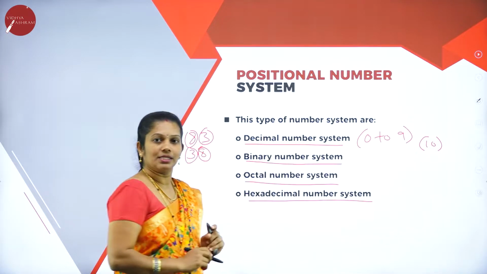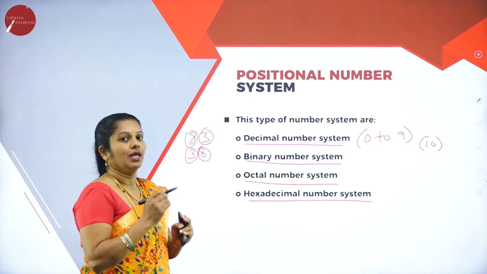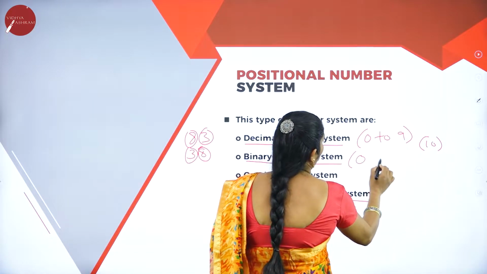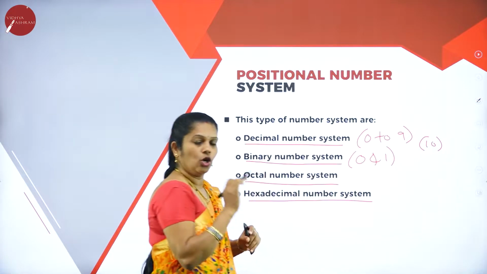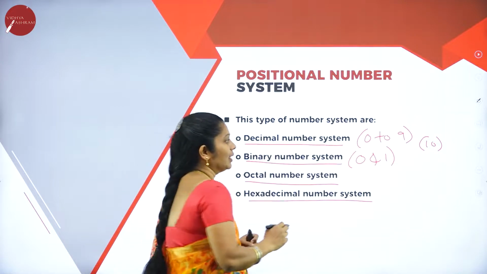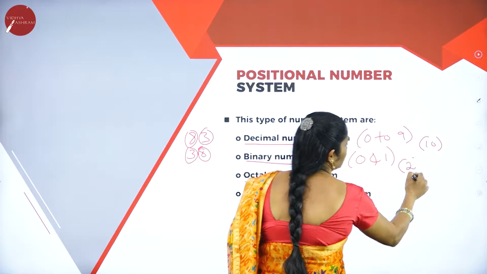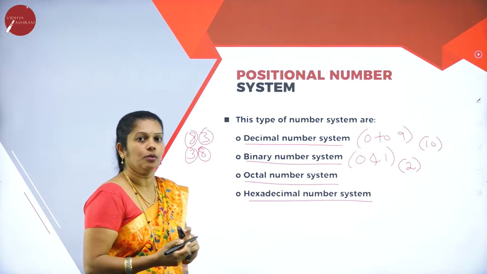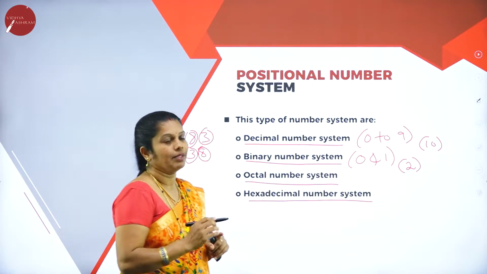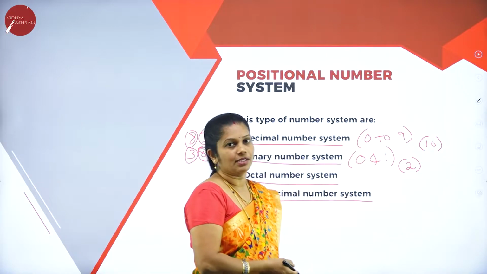Then the next one is the binary number system. This binary number system consists of the digits 0 and 1 only. Only 2 digits, 0 and 1. And here the radix is 2. Why is it 2? Because it contains only 2 digits, 0 and 1. That's why the radix represents 2.